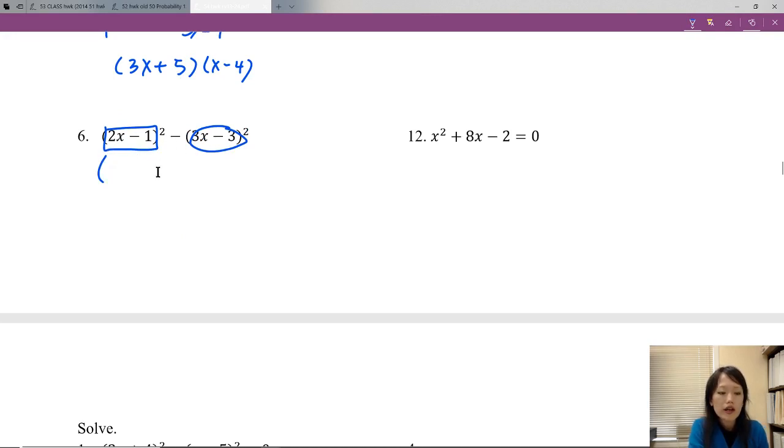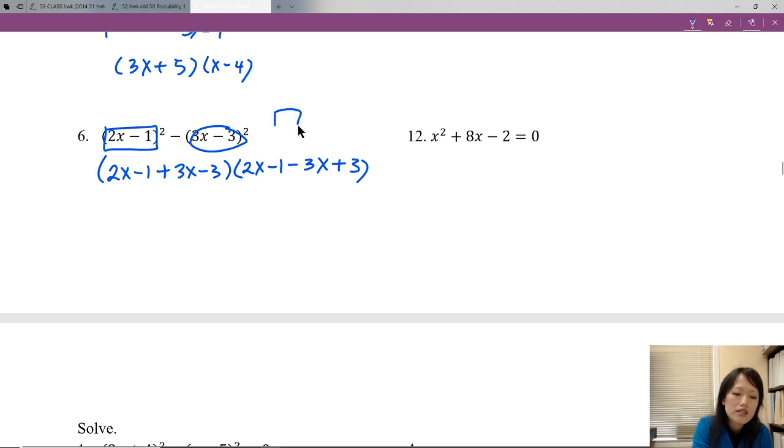So difference of squares, you get what? 2x minus 1. Then? Plus. 3x minus. Yeah, the other one? 2x minus 1. Minus. You already did the minus. Oh, yeah. Minus. Plus 3. Plus 3. Change the sign, right?